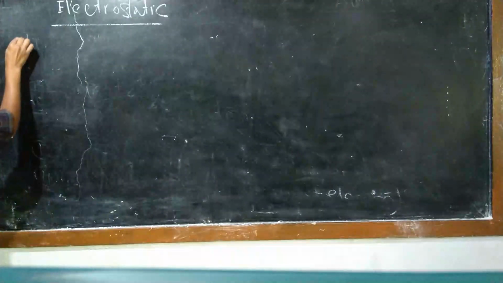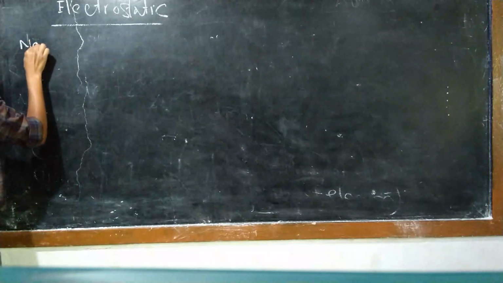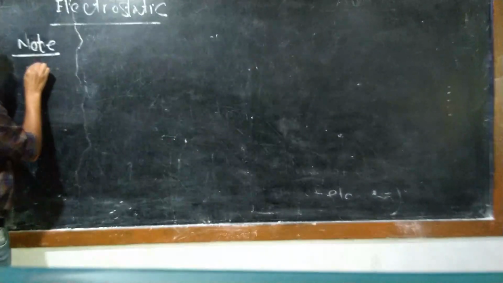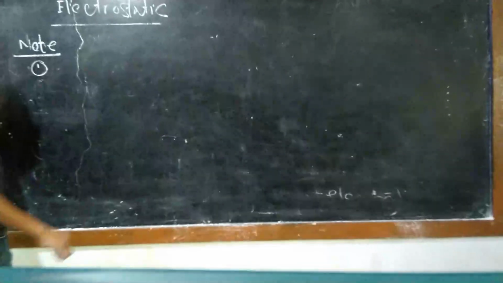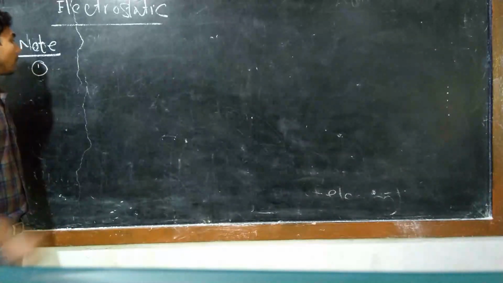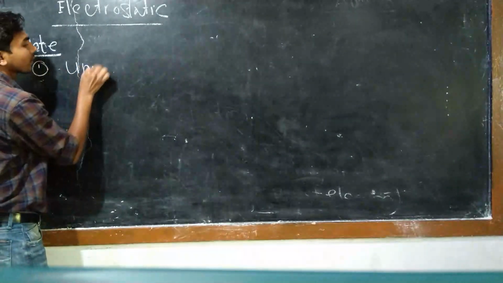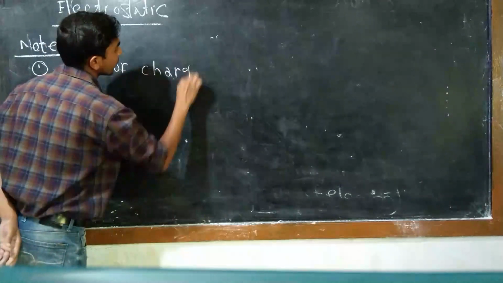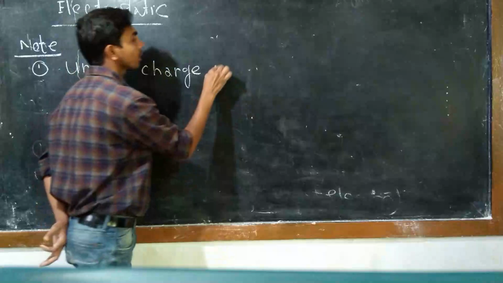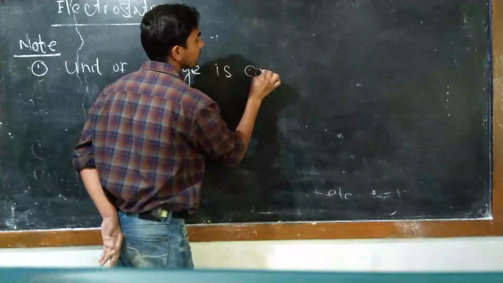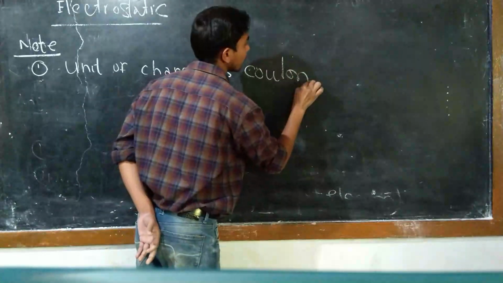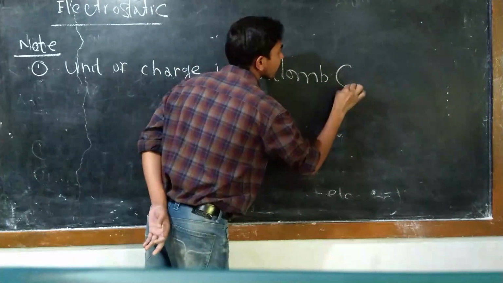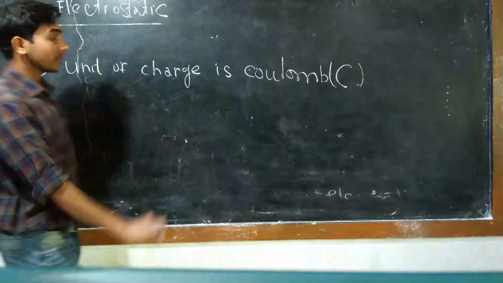So some notes we are going to write first. In notes, first I am going to find the unit of charge. Unit of charge is coulomb. This is represented by capital C.